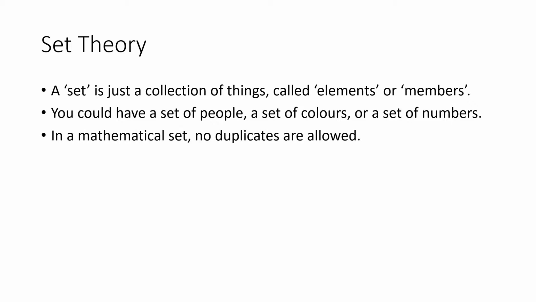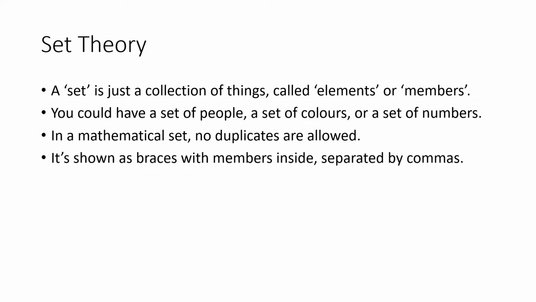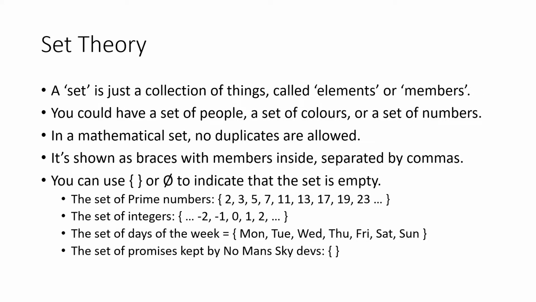Now in maths, when we talk about set theory, you're not allowed to put duplicates in a set. And sets are shown as braces with members inside separated by commas. For example, the set of prime numbers, 2, 3, 5, 7, etc. You can see the three dots, the ellipsis at the end there, indicates that it continues on forever. The set of integers has ellipsis on either side because it continues on infinitely towards the negative and towards the positive ends.